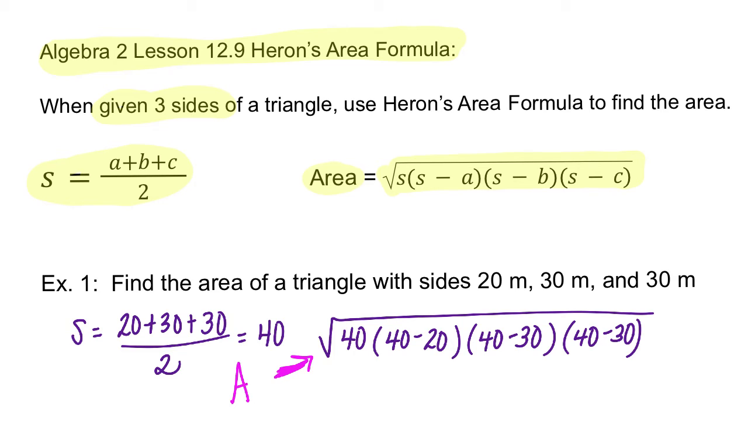So we'll push pause and you do the same thing. And I got the area. My area was 282.84. And let's just say for now we'll round to 2 decimal places unless it tells us differently.